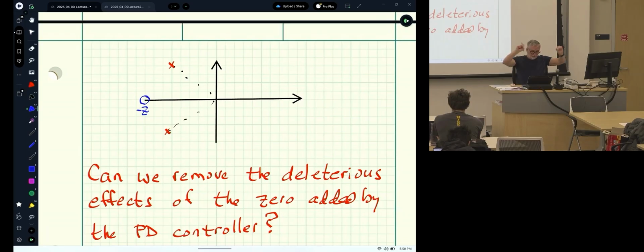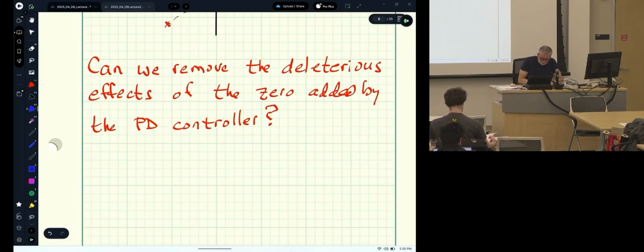If I just had a transfer function with an s plus z on top and an s plus z on the bottom, what would we do? We would go cancel, cancel, okay? We've got the s plus z on the top. Can we put an s plus z on the bottom to cancel it?